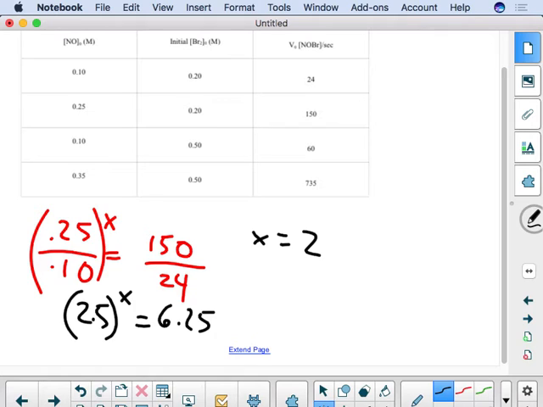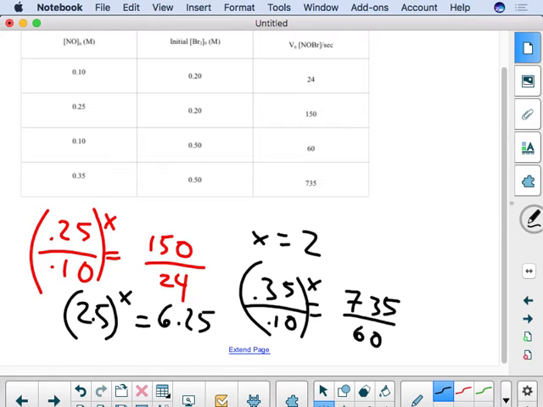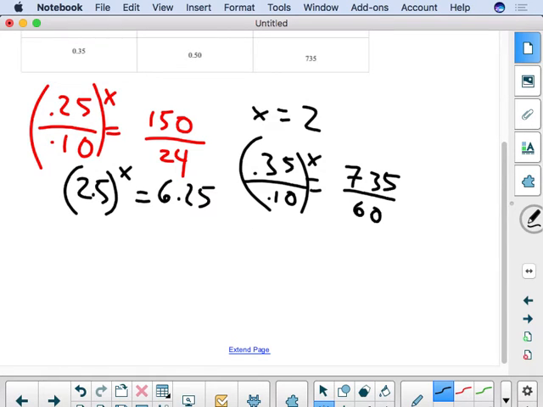You could do 0.35 over 0.10, then the x equals 735 over 60. Let's do it just for funsies. Okay, if you haven't done it yet, this is 3.5 to what power? What's 735 divided by 60?